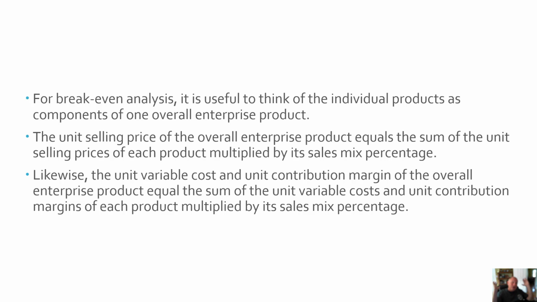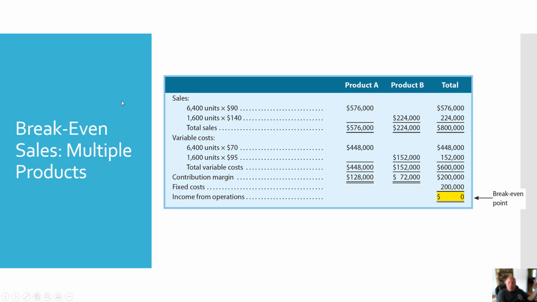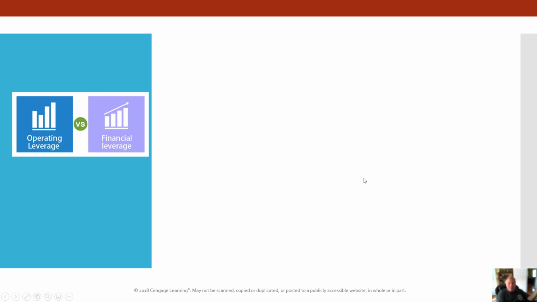So all we're doing is taking the individuals, which was the starting point of each product, and we're weighting them together to come up with a break-even analysis for the company. And you could see that in this example. We set it at the break-even point at 0, and we drive it back.